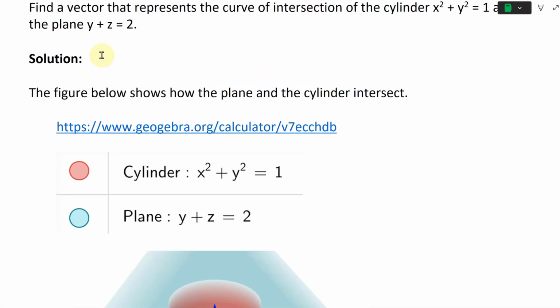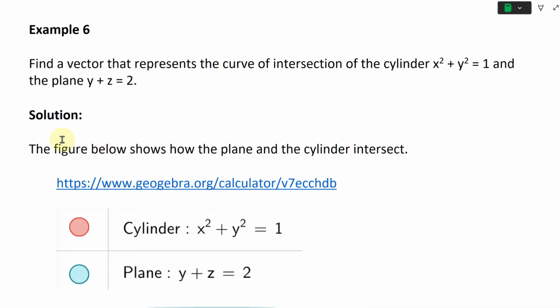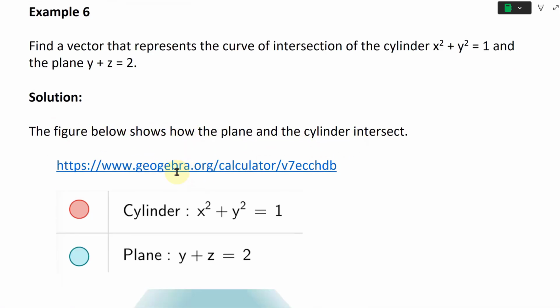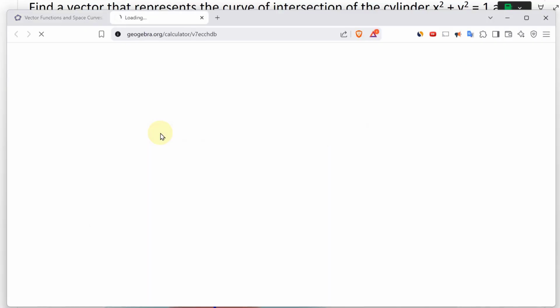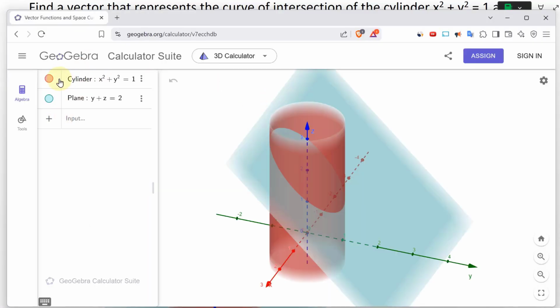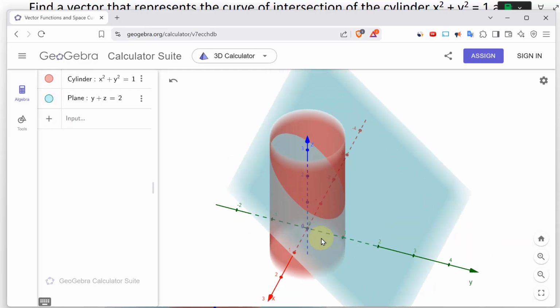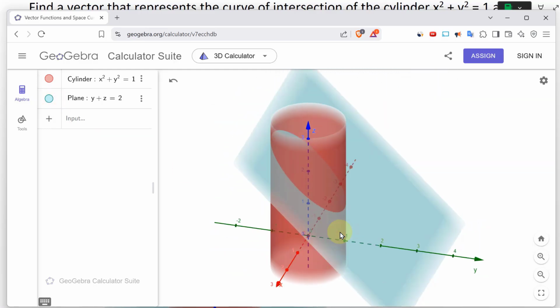So here I've graphed it out. Here's the solution. The figure below shows how the plane and the cylinder intersect. So I'm going to go to GeoGebra right here. All right, so here's GeoGebra, and there's a cylinder, there's the plane, and then there's the intersection right there. So we want to find the points of intersection there. Basically, find a vector function that represents all the points where the cylinder intersects the plane.